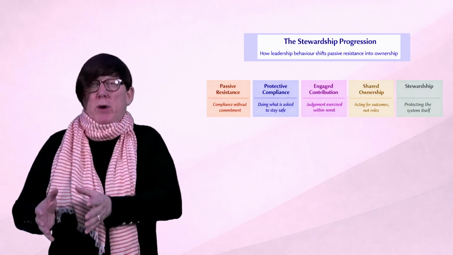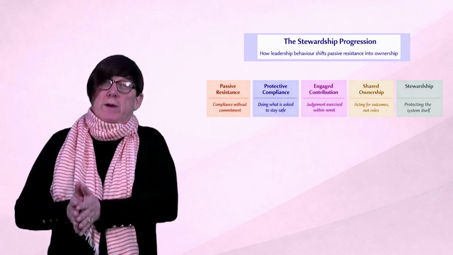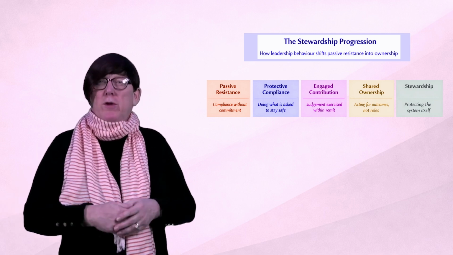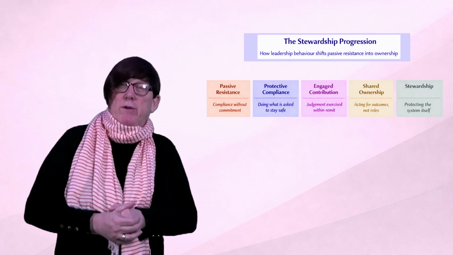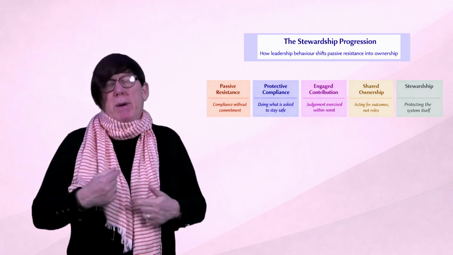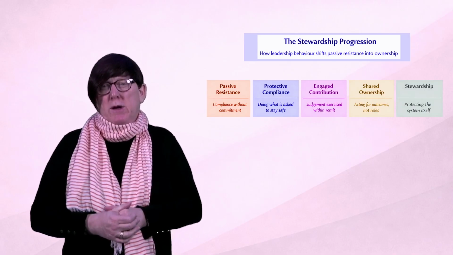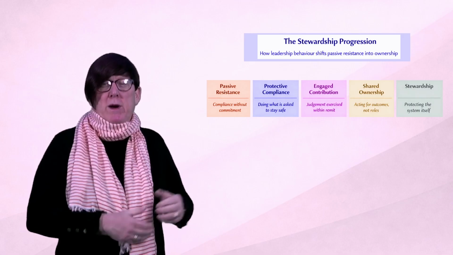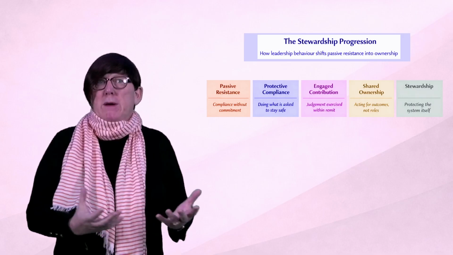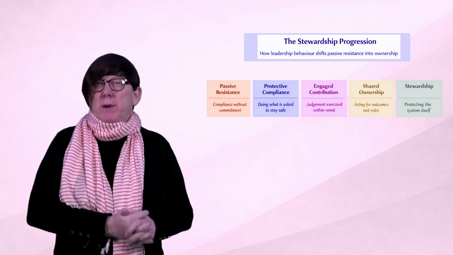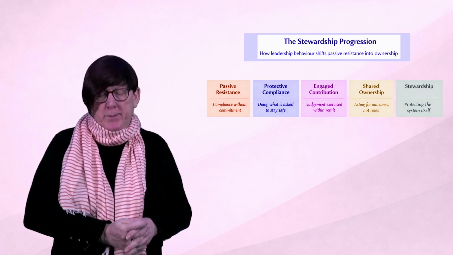Now, not everybody's going to go towards phase five. Not everybody wants to, and not everybody should. Ideally, that's obviously the ideal outcome, but people have different levels of engagement. But providing we keep people away from passive resistance and just being performative, the protective compliance element, we're doing well.